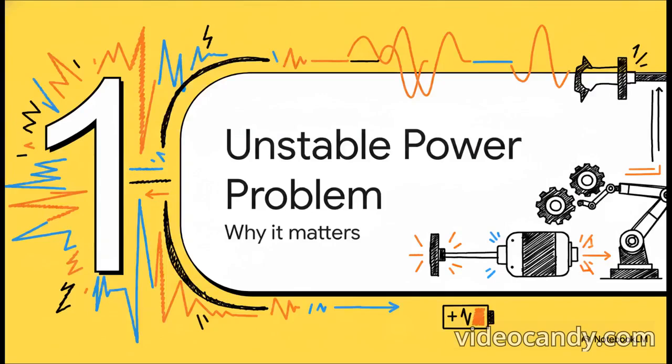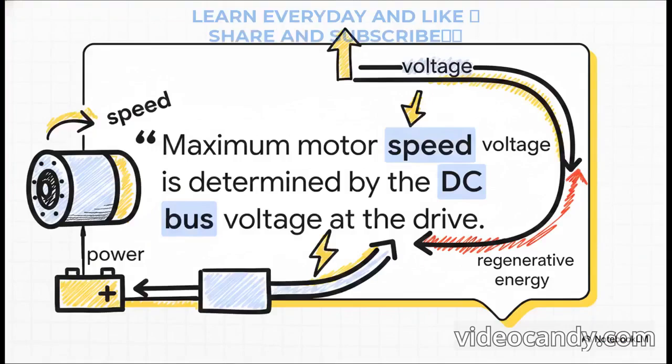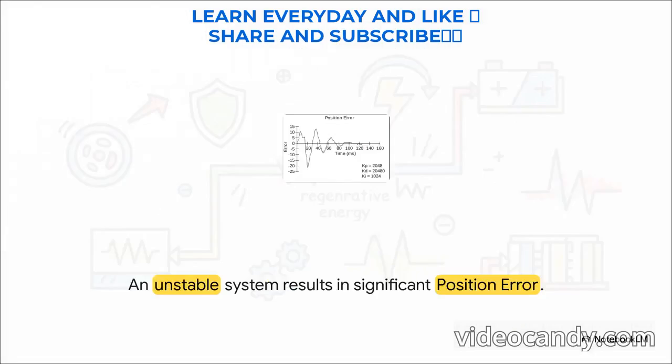Okay, so to really get our heads around the solution, we first have to understand why this unstable power is such a huge problem for any kind of precision motion control. This quote from a servo motor manual just lays it out perfectly. It really gets to the core of it. A motor's top speed, its ability to do its job, is directly tied to that DC bus voltage. I mean, that's not a suggestion. It's basically a law of physics for the system.